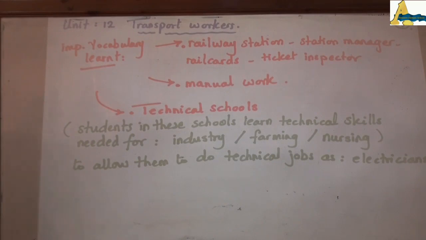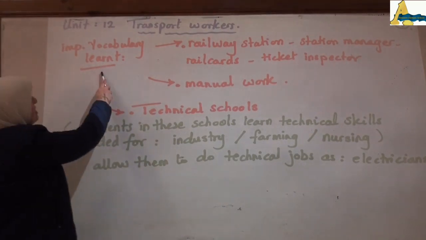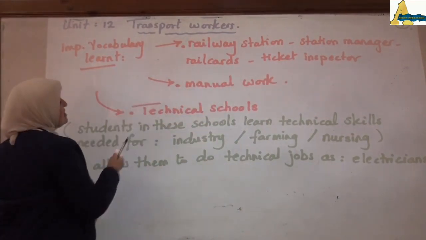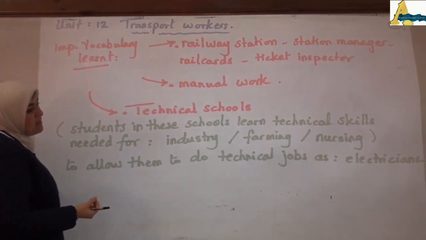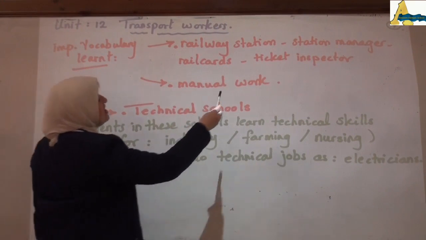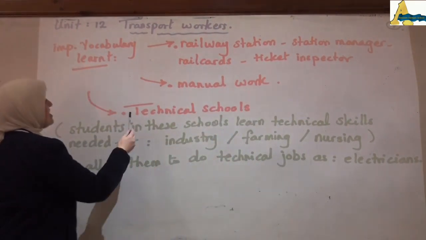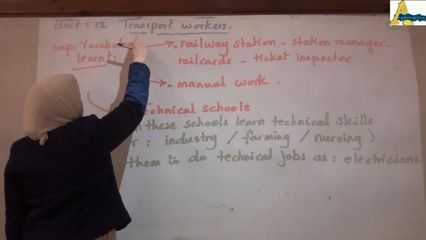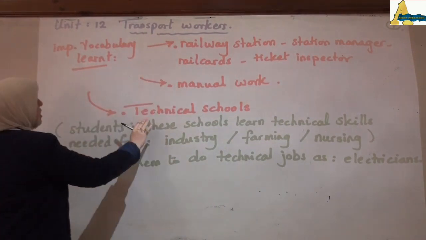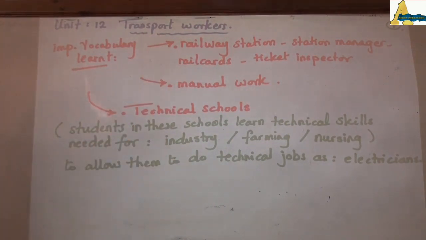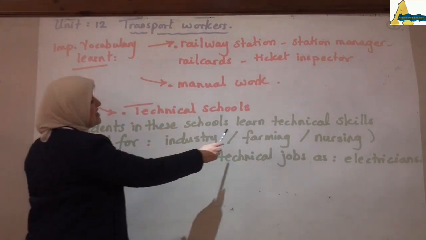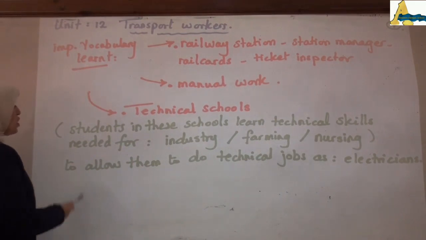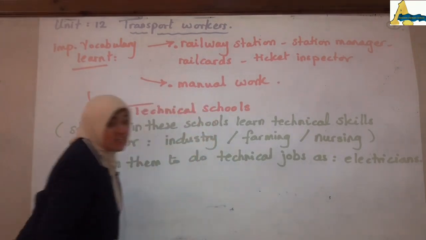Unit 12, transport workers. The important vocabulary learned in this unit: railway station, station manager, rail cards. This is how you get your tickets, maybe at a lower price. Ticket inspector, manual work, technical schools. These are related to transport workers. What do we have to know about technical schools? Students in these schools learn technical skills needed for industry, farming, nursing, to allow them to do technical jobs such as electricians.